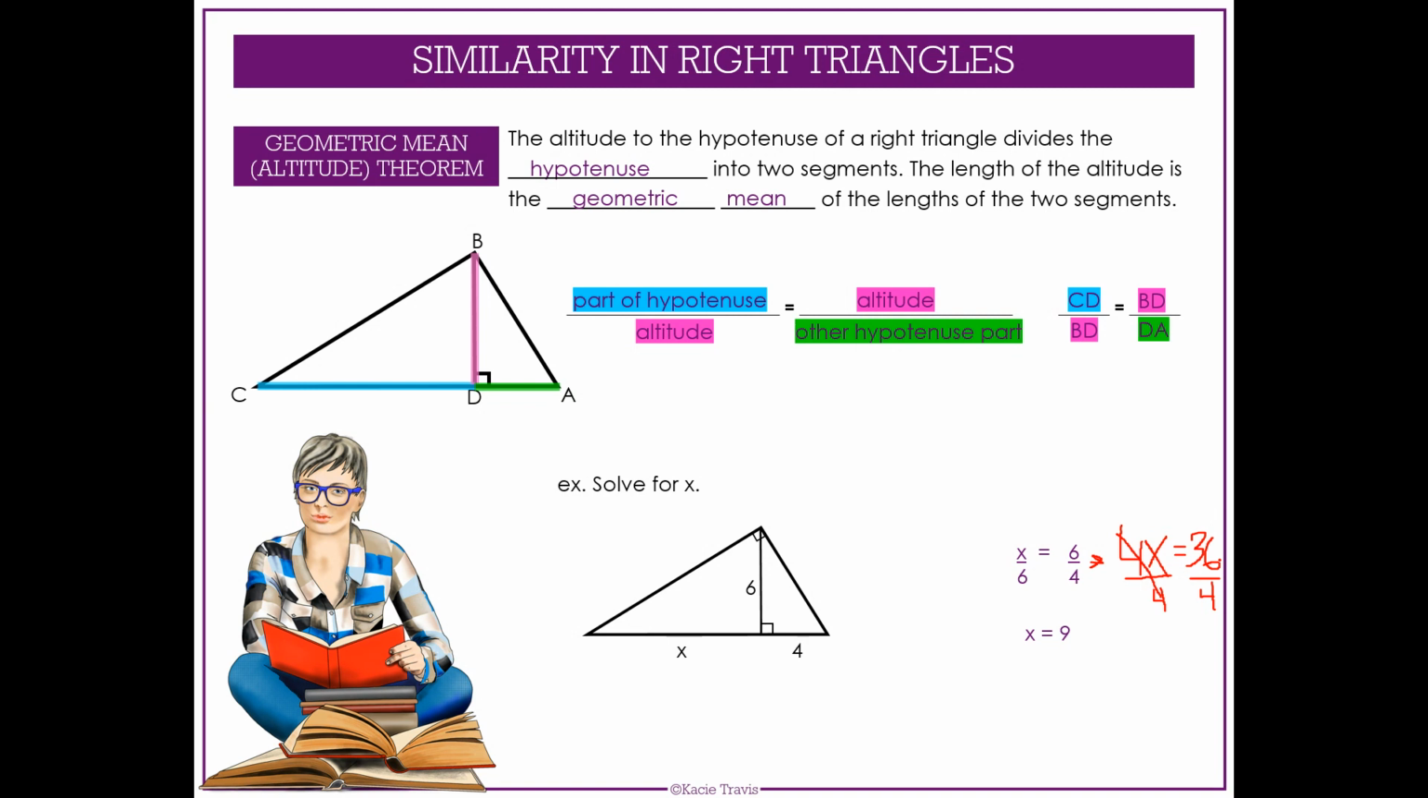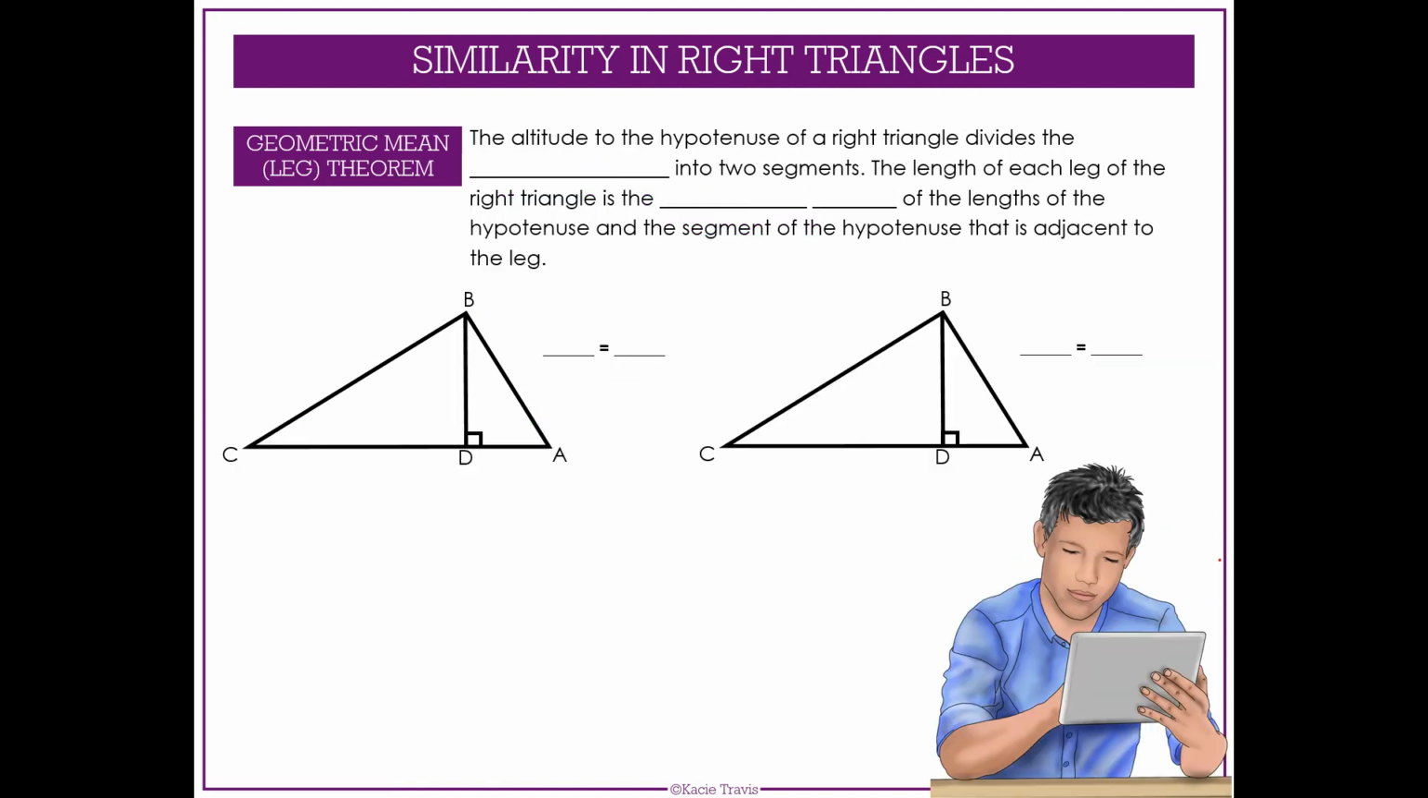Along with this formula, we also have the geometric mean leg theorem. This one's a little different, but be aware we use these as guidelines to set up these different formulas and solve our problems. The altitude to the hypotenuse, for this new definition, divides the hypotenuse into two segments.